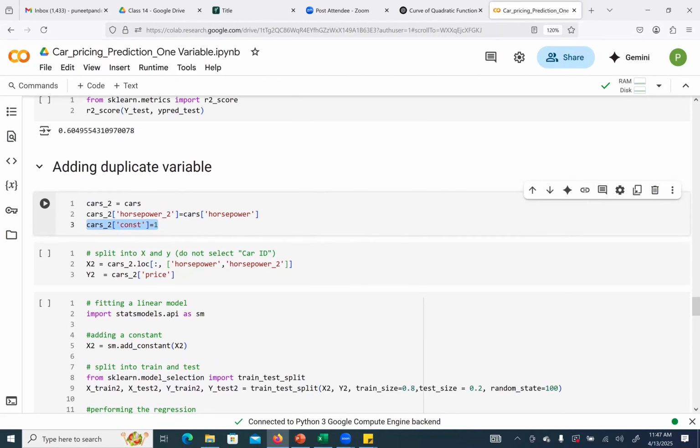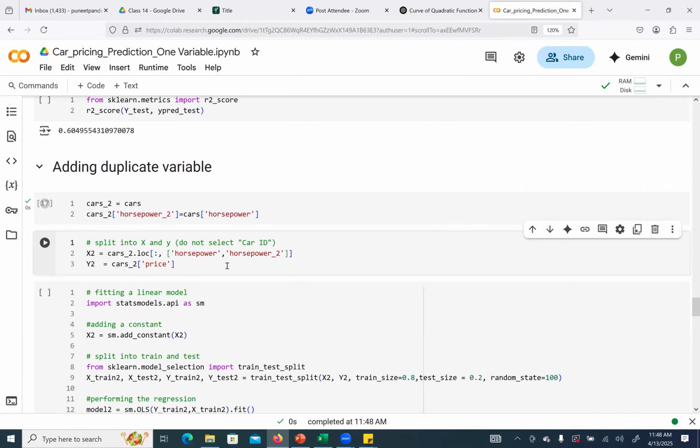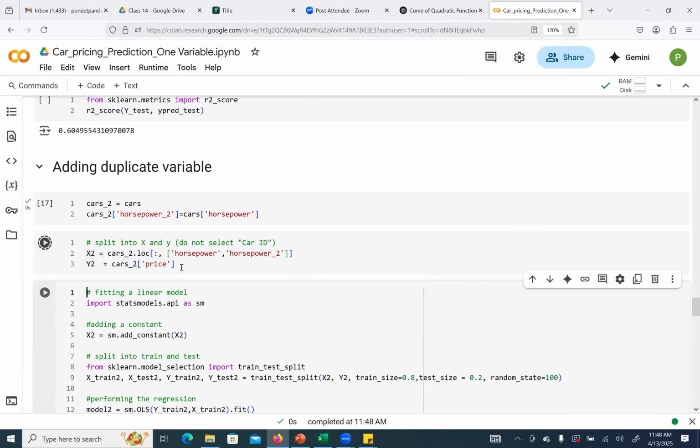Because it's the same thing I'm doing here. I'm just saying that the horsepower underscore 2 column is the same as the horsepower column. So I have created a new column which is the same as horsepower. Now, before creating the model, we always separate the independent variables and the dependent variable. These are all my independent variables, and this is my dependent variable. So I will run this.